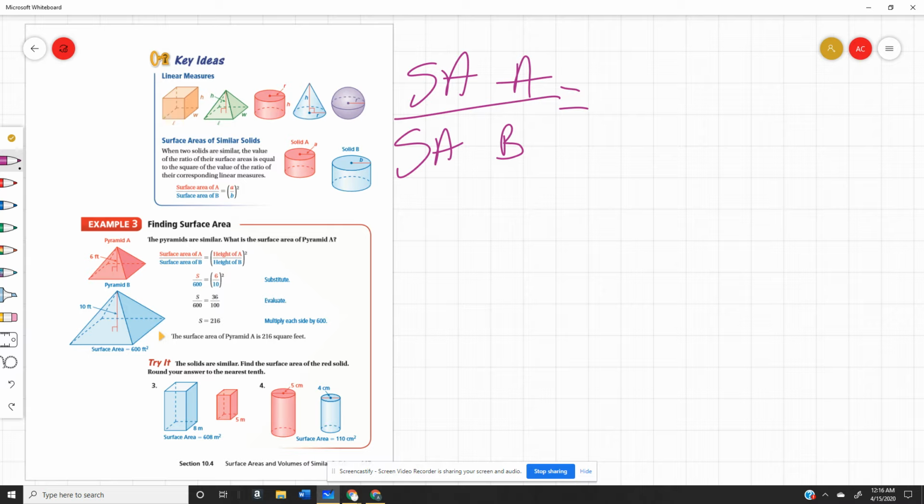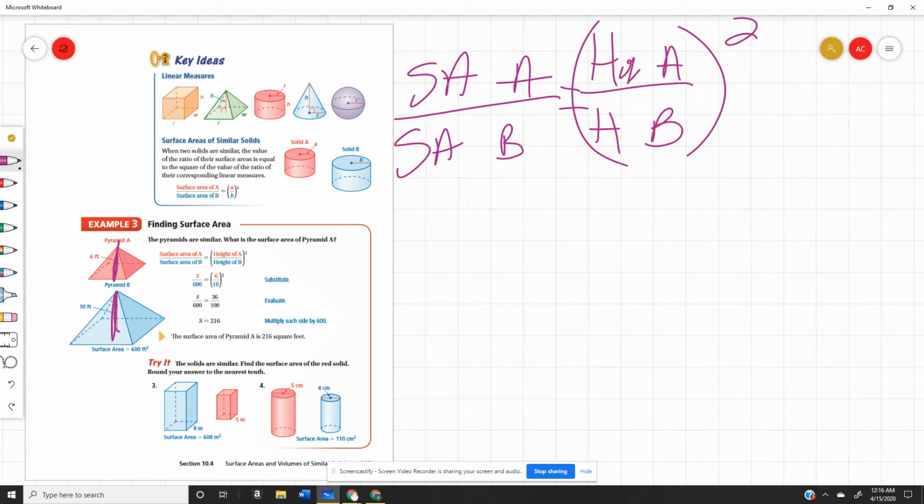What measurement did they give me of this prism, of this pyramid? They gave me the height, right? I have the height of both. So I'm going to say the height of A over the height of B. And this is where I said it was squared, okay? So we're going to have to square that.